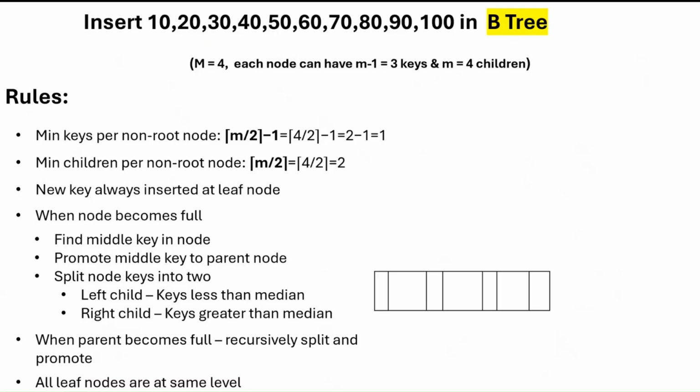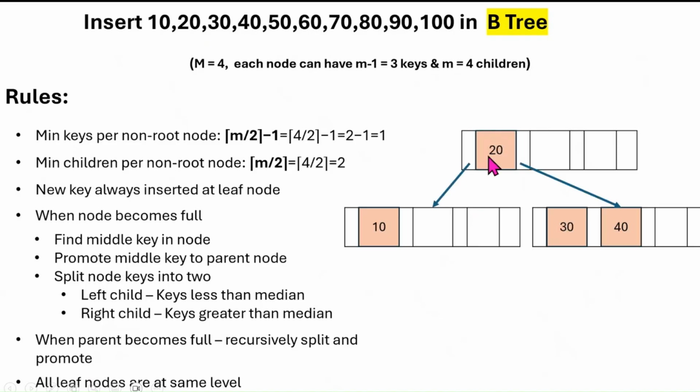Now let's take the same example. Let's say we added 10, 20, 30. Now when we add 40, there is no space, right? So 10, 20, 30, 40. What we do is find the middle key. What is the middle key of 10, 20, 30, 40? It's 20, right? So we promote the middle key to the parent. Now there is no parent, so we create a new root and promote 20 there. The left child has keys less than 20 and the right child has keys greater than 20. So this is how we split the node. Fine. Now we'll add 50.